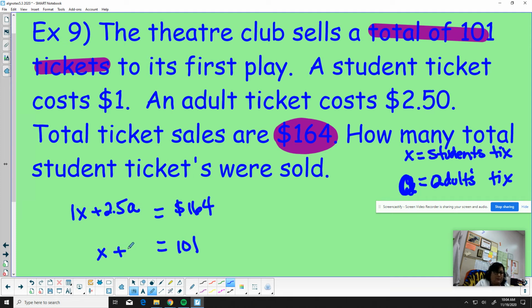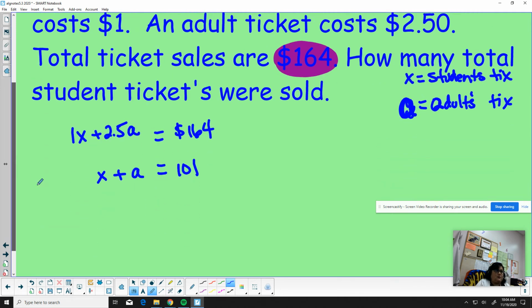So therefore, if I add some student and some adult, it'll give me 101. So x plus a. So remember, there's a 1 here. So these are almost perfect. I just need to multiply by -1. So I'm going to multiply the bottom one by -1. You could have done the top one, doesn't matter. Okay, so that's -1x minus a equals -101. And the top one didn't change.